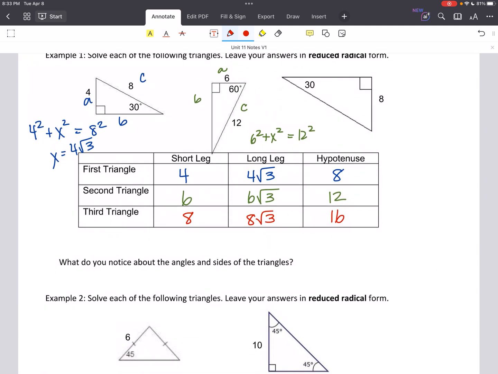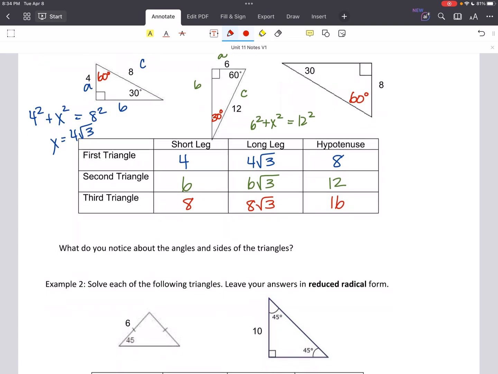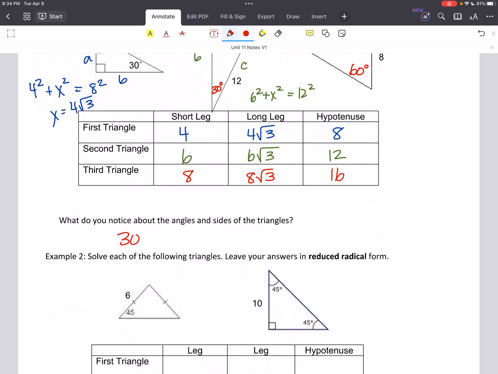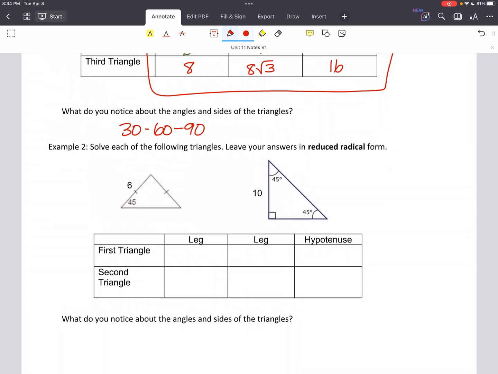Okay, I want you guys to think about this or pause the video. What do you notice about the angles and the sides of the triangles? Okay, let's go back and look at the angles. This one's 30, 90, it has to be 60. This one's 30, this one has to be 30. So these are called a 30, 60, 90 right triangle. Or 30, 60, 90 triangle, whatever. Their sides always follow in this pattern right here. Okay, we'll go over exactly what the pattern is in just a minute.